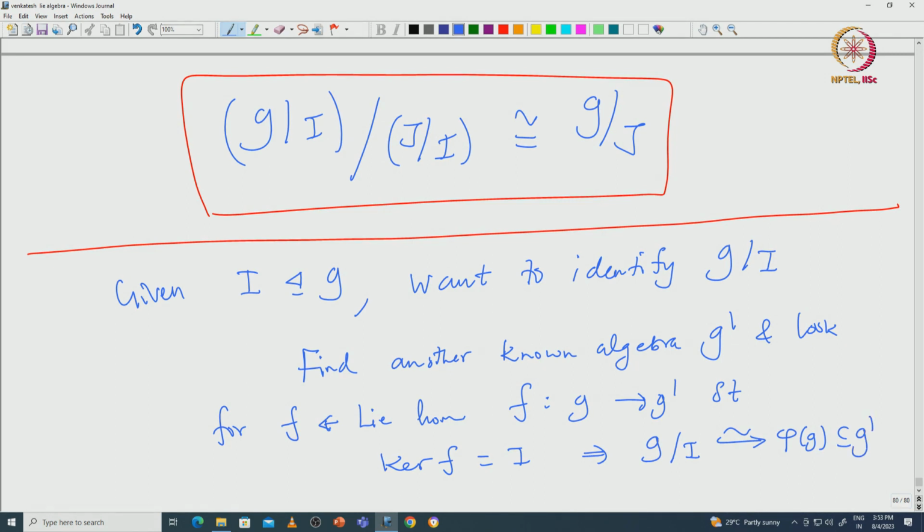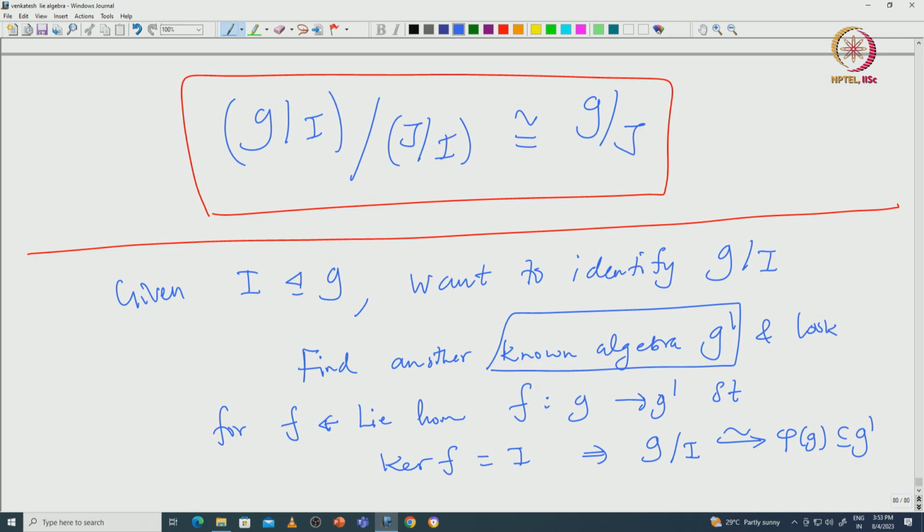Okay. So, I am not claiming that given I you will always be able to find a nice G dash such that G modulo I can be embedded in G dash. But if you are able to do that, then computations about G mod I become somewhat easier, assuming that this G dash is actually a somewhat well known algebra.